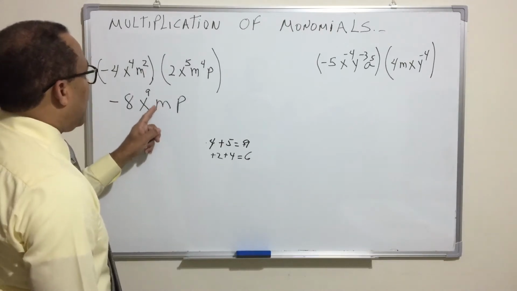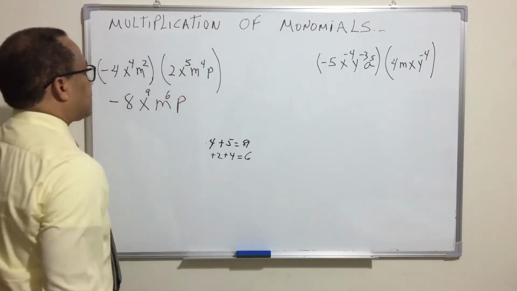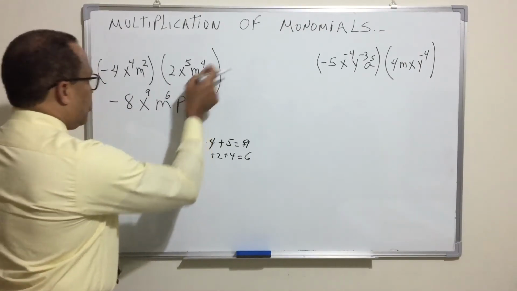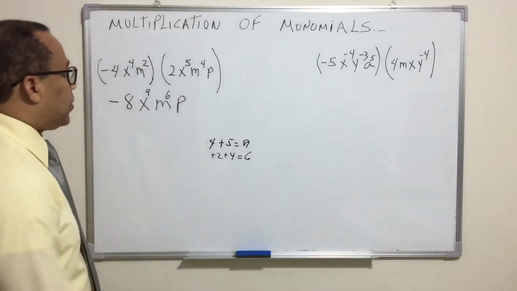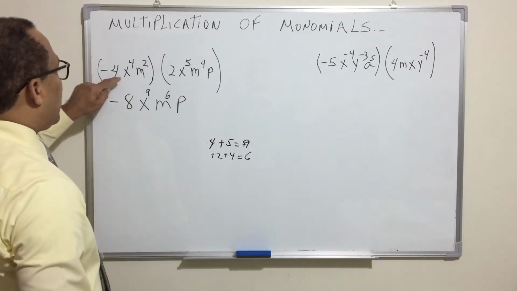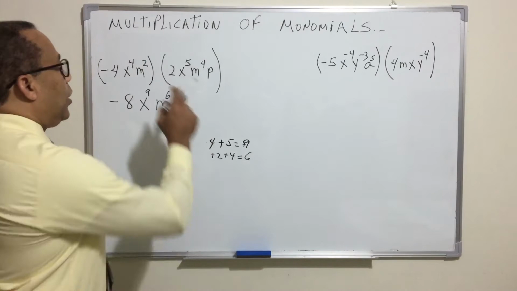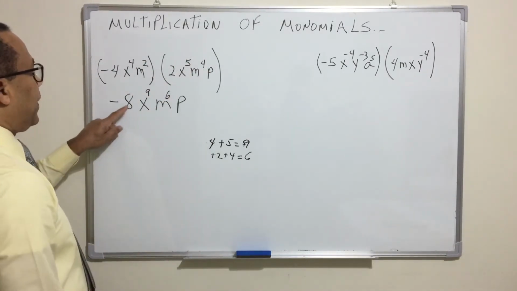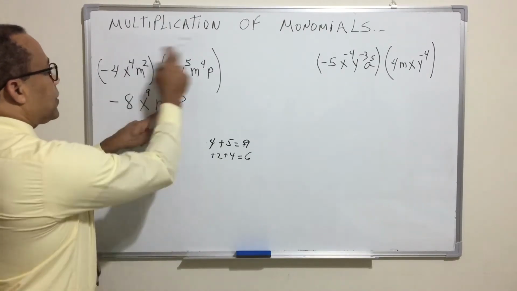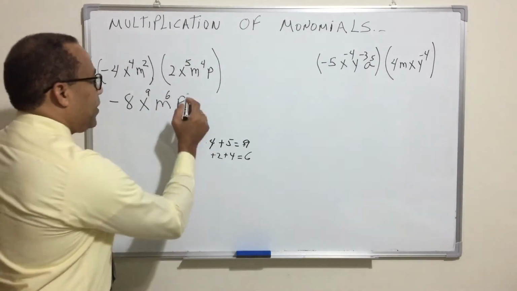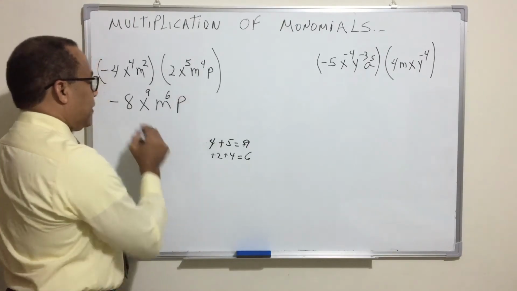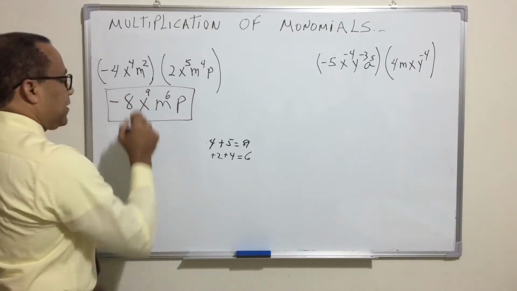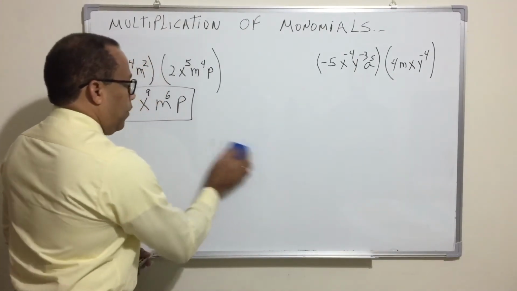So the exponent for the m will be 6. And then what else do I have? The p. I just brought down the p. So the multiplication of negative 4 x to the fourth m to the second times 2 x to the fifth m to the fourth p is equal to negative 8 x to the ninth m to the sixth p. The p also has the exponent 1, even though it is not written. And this is the result for our first multiplication.